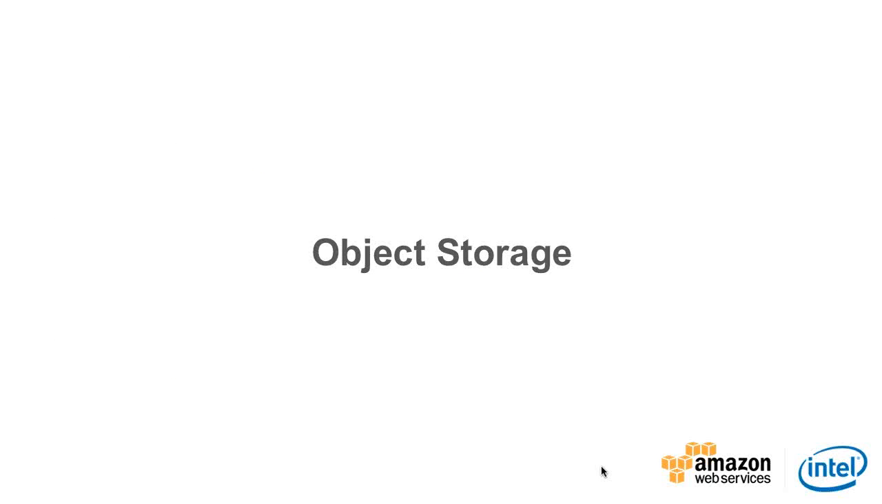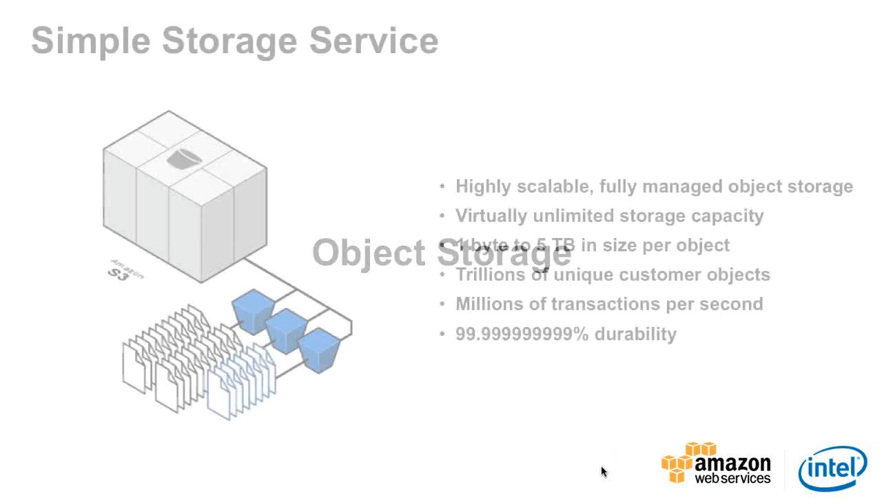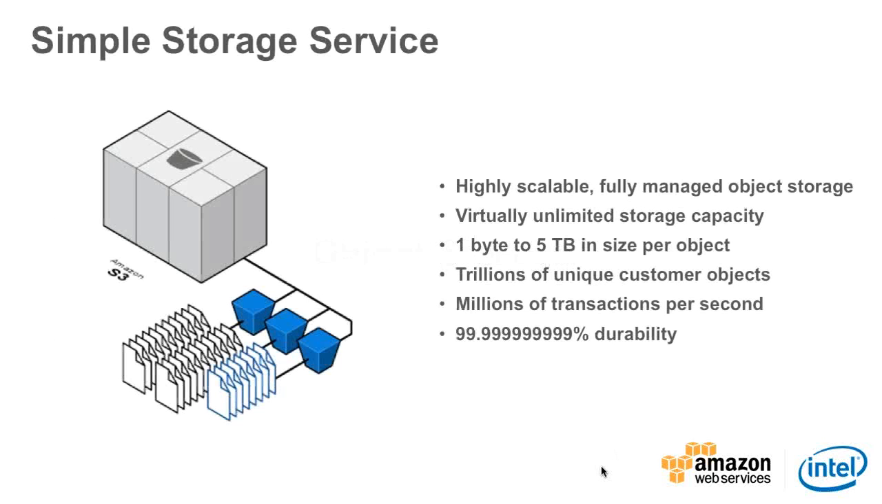Starting with object storage. AWS offers a service which is called Simple Storage Service. In short, we also like to refer to it as S3. Now, S3, or the Simple Storage Service, is a highly scalable, fully managed object storage. Well, what does that mean? Basically, you can have any kind of object, think videos, images, text files, etc., which you can put in what we refer to as buckets.